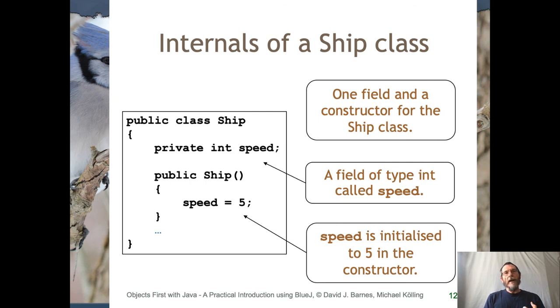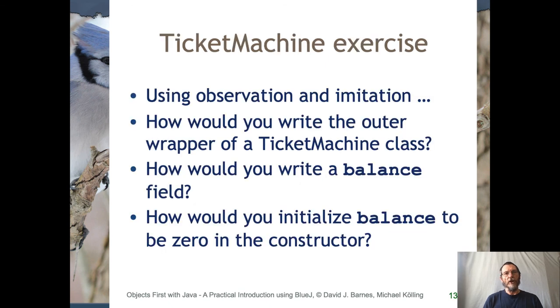And so now I want you to think about how a simple ticket machine might look. And we'll just focus on one particular field within the ticket machine. So using observation and imitation, how would you write the outer wrapper of a ticket machine class? How would you write a balance field? What kind of type should it have? Is it a type that's similar to the speed field that we saw in the ship class, or is it similar to the color field that we saw in the triangle? Which of those would you imitate more closely in defining a balance field inside a ticket machine class?